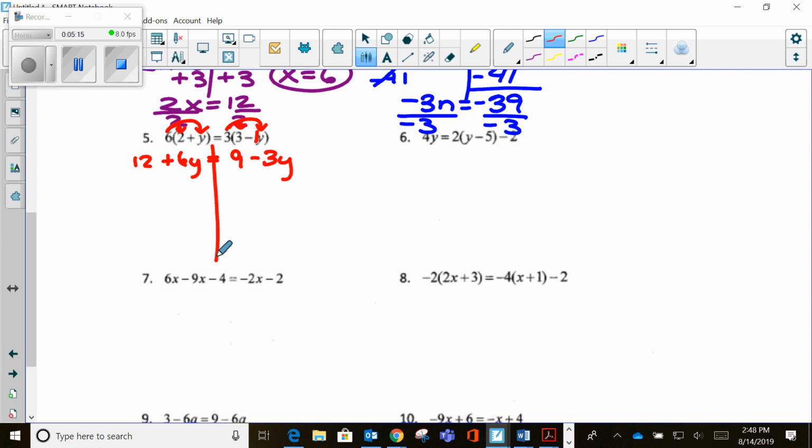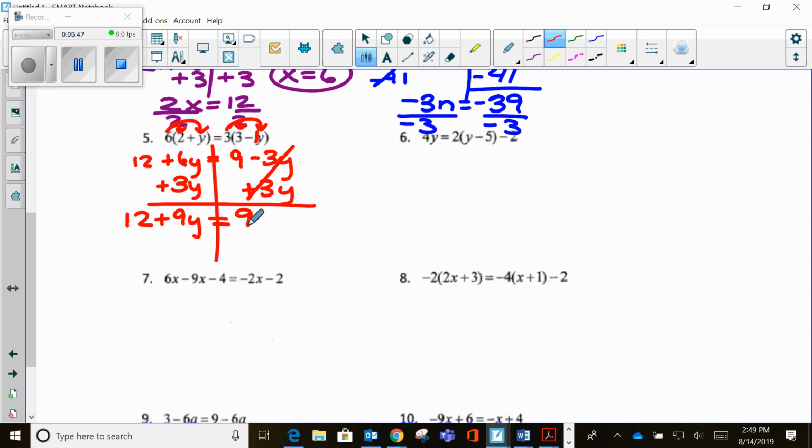Question 2 is, do you have like terms that you need to combine? No. I'm looking at the left, no like terms. I'm looking at the right, no like terms. Now I need to get my variables on the same side. So I have a negative 3y. I'm going to add 3y to both sides. That's going to give me 12 plus 9y equals 9.